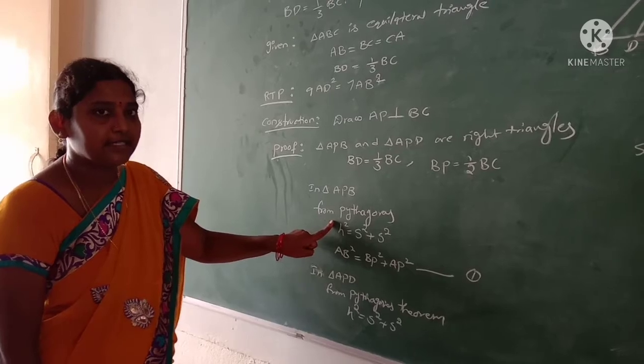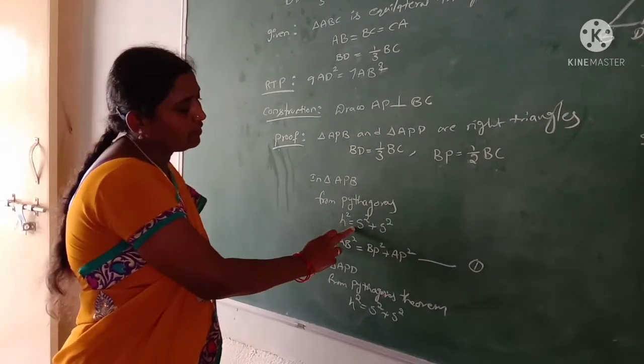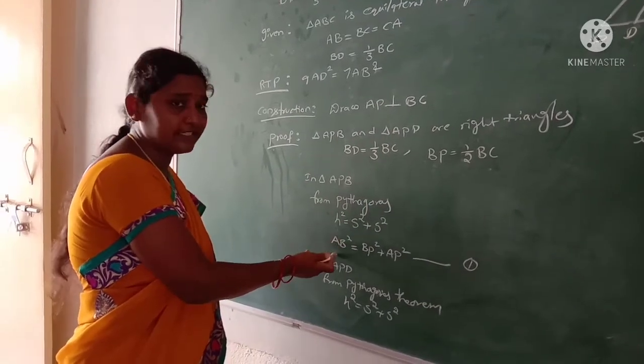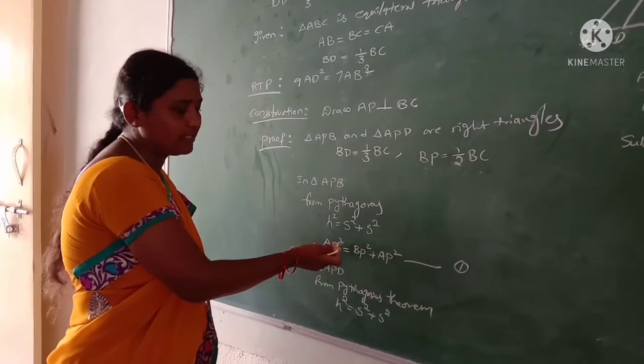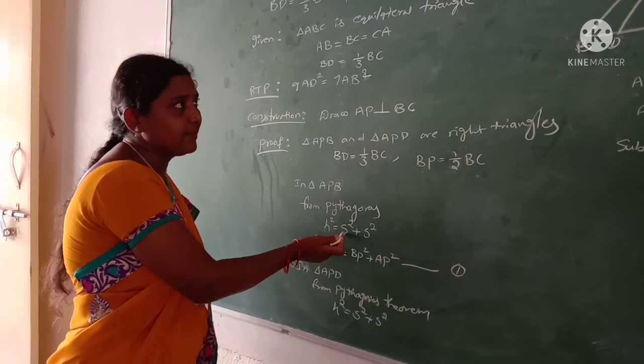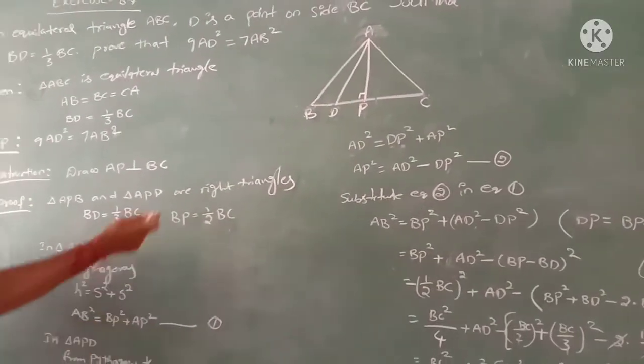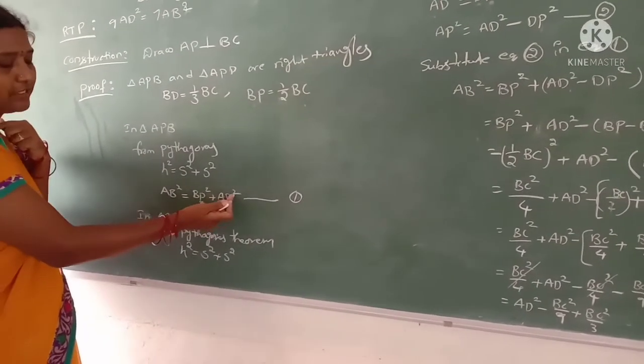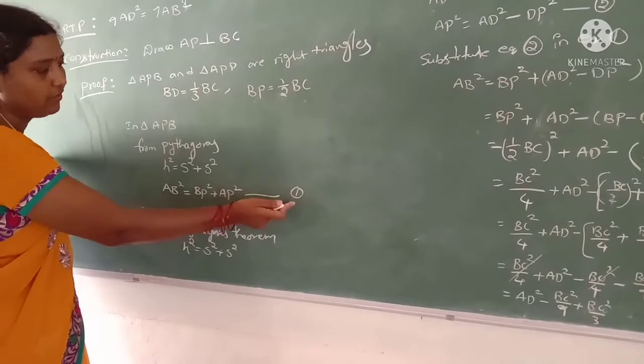What is the Pythagoras theorem? Hypotenuse square equal to side square plus side square. So we substitute: hypotenuse AB square equal to sides, BP and AP are the two sides. So AB square equal to BP square plus AP square. This is equation 1.